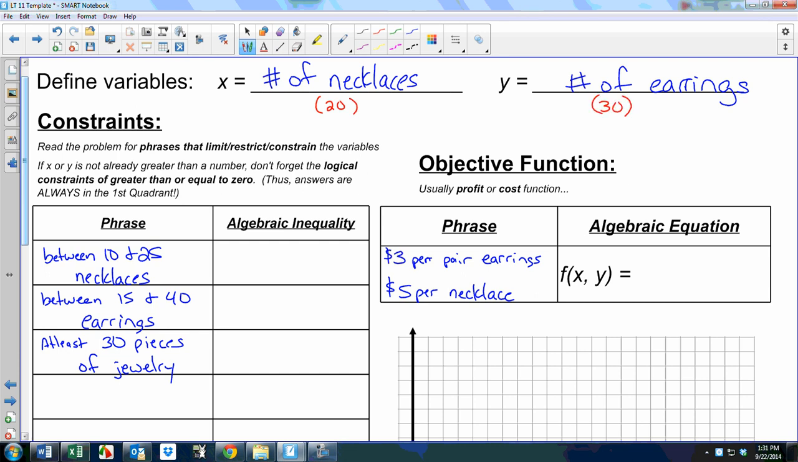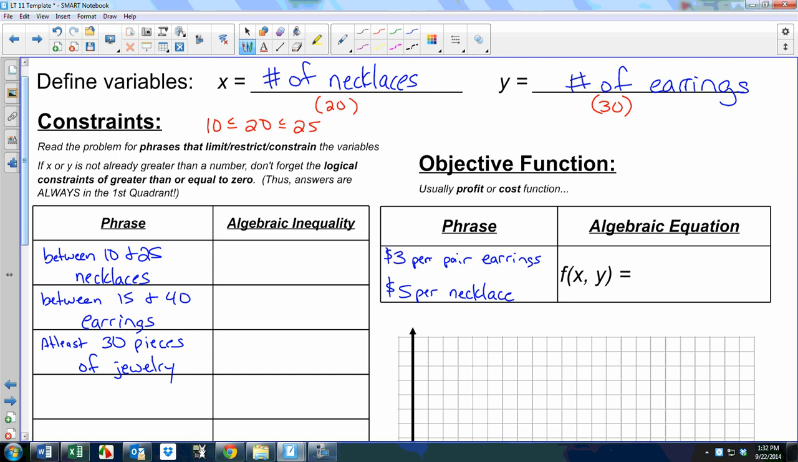20 necklaces, 30 earrings. And then one at a time, we're going to look at each phrase, and use the numbers 20 and 30 to play with the phrase. You ready? First phrase. Between 10 and 25 necklaces, is our 20 okay? You're saying yes, and that's fine. But the yes or no part is not important. It's what did you do in your mind. You said 10, 20, 25. You checked to see if 20 was bigger than 10, but smaller than 25.